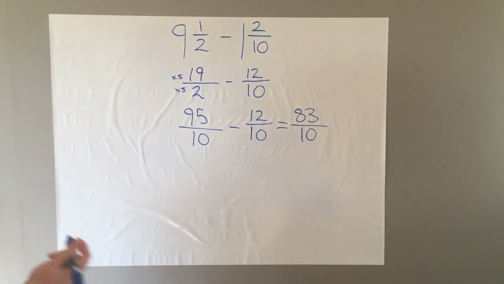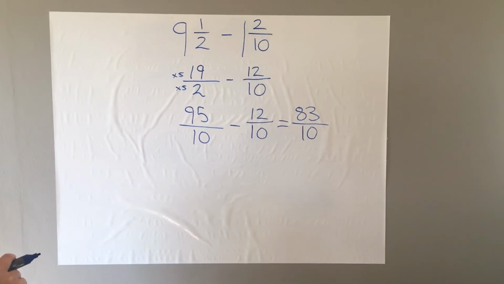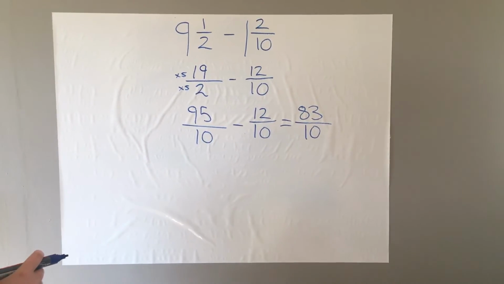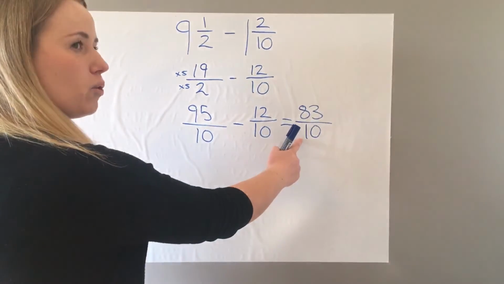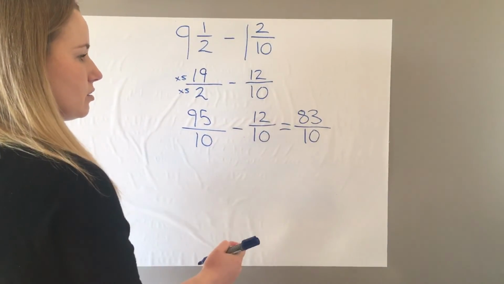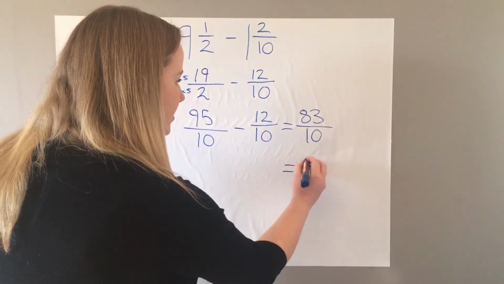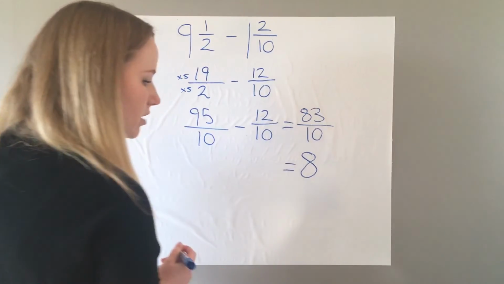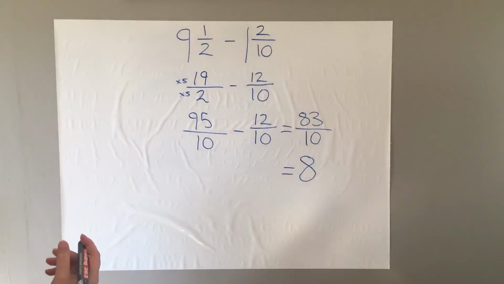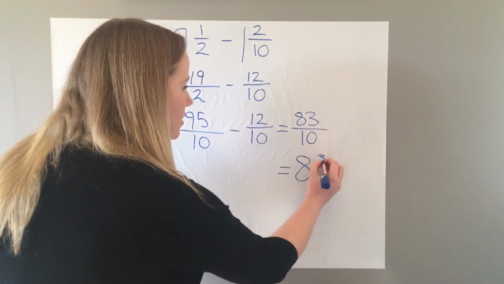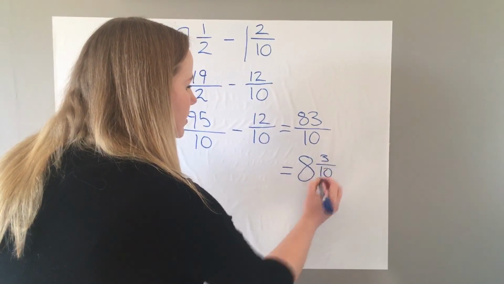So I've got my answer, but my answer is now an improper fraction. So I'm going to convert that back into a mixed number. First of all I have to see how many wholes go into 83. So how many lots of 10 go into 83? Well, the answer is 8. 8 times 10 is 80. And then how much do I have left over of that 83? So I have 3 tenths left over.